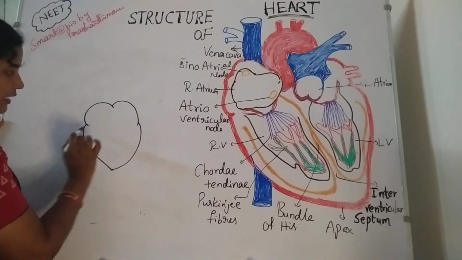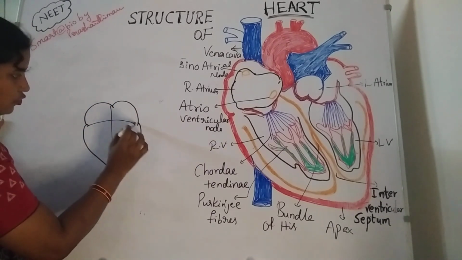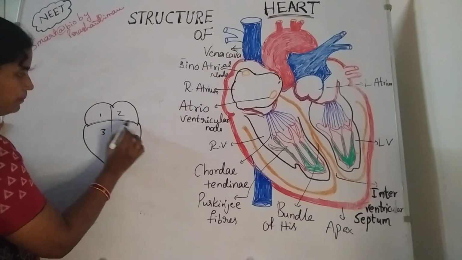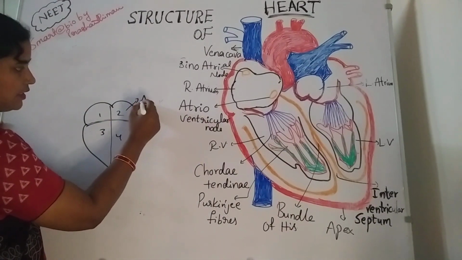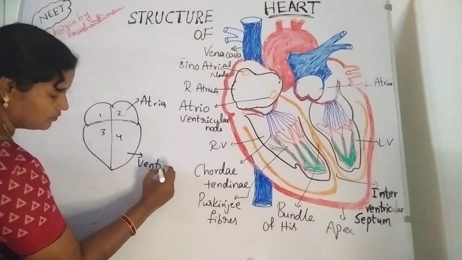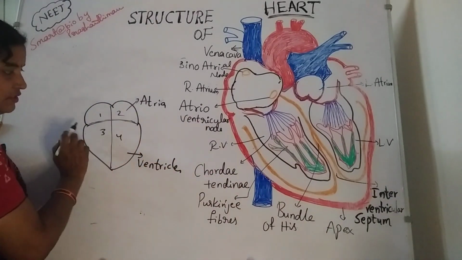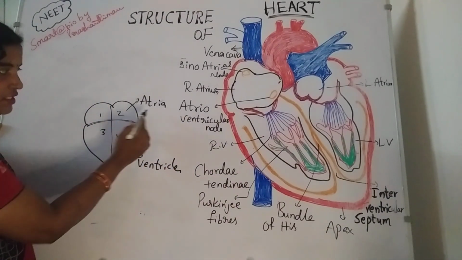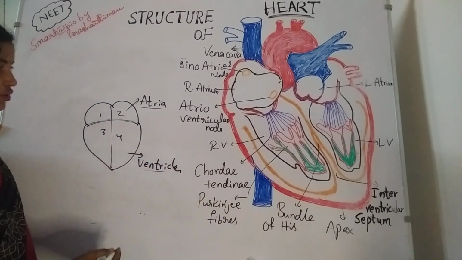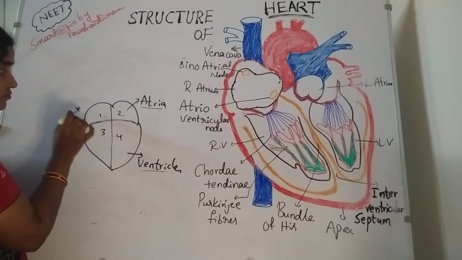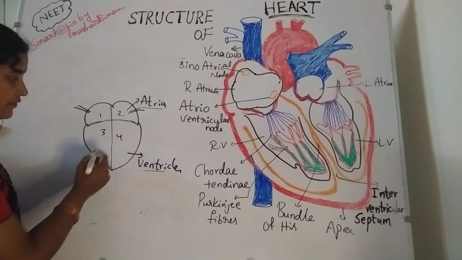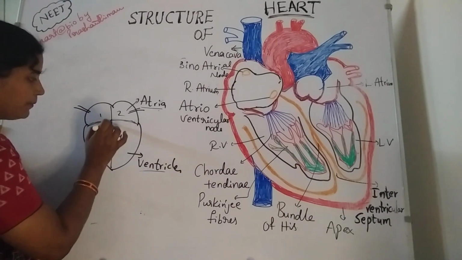This heart is divided into four chambers. The upper chambers are atria and the lower chambers are ventricles. Upper chambers, smaller thin chambers, are atria, and lower thick chambers are ventricles. Atria are blood receiving chambers, but ventricles are blood pumping chambers.